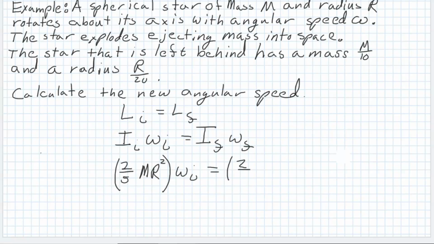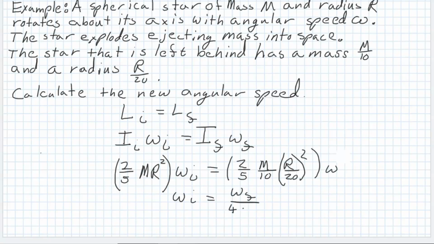Okay? And then its final moment of inertia, it's still a sphere, so it's still 2/5, but the mass is 1/10 of its original mass, and the radius is 1/20th of its original radius, squared. I'm trying to find the new final omega.